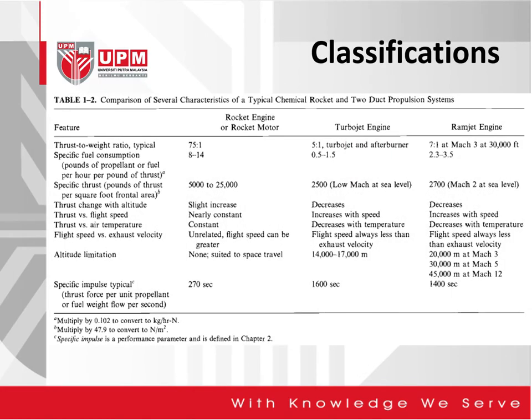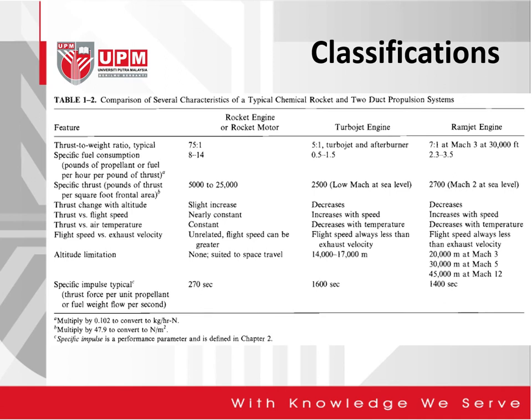This table shows a comparison of several characteristics of a typical chemical rocket and two duct propulsion systems. The most common propulsion system is the turbojet engine. We have gone through a very detailed overview of aircraft propulsion, and now we would like to compare it against the rocket engine motor. The first one is the thrust to weight ratio.